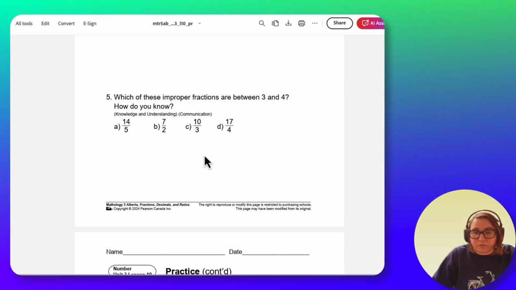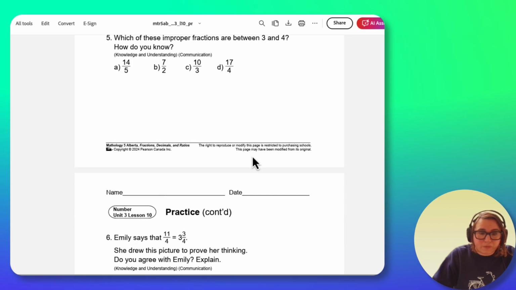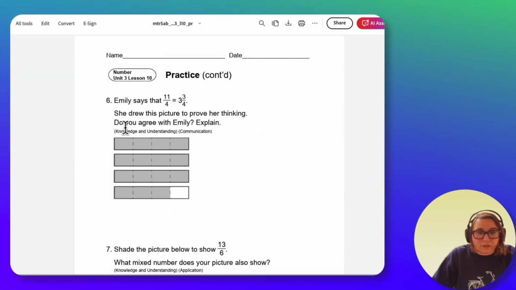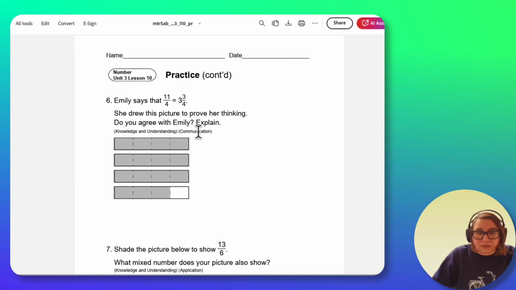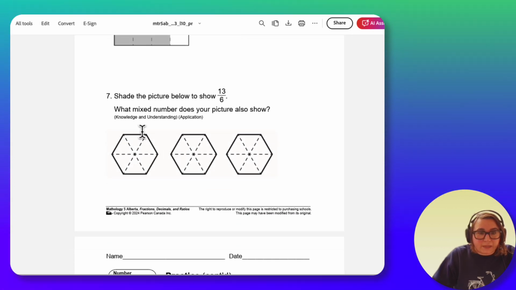Which of these improper fractions are between 3 and 4? How do you know? I would call this a medium. Mild, medium, spicy, this would be a medium. This one is about, do you agree? This is a communication question. I would call this a medium as well. Shade the picture. This is a mild.